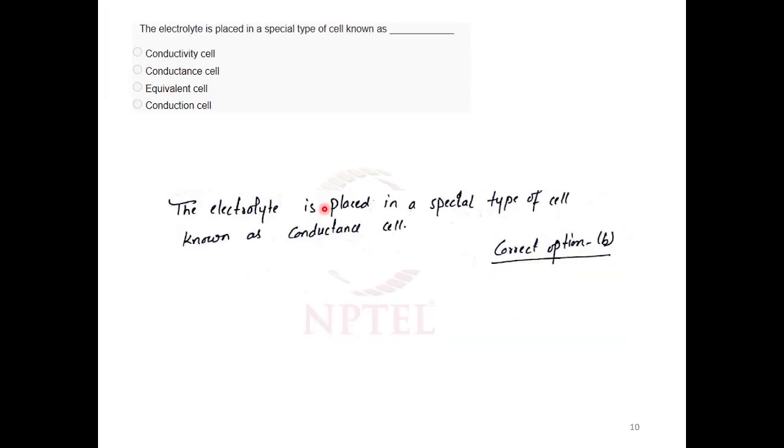So here the electrolyte is placed in a special type of cell known as what kind of cell? This is nothing but the conductance cell. This is called the conductance cell, right? Where you can get the idea about the cell.